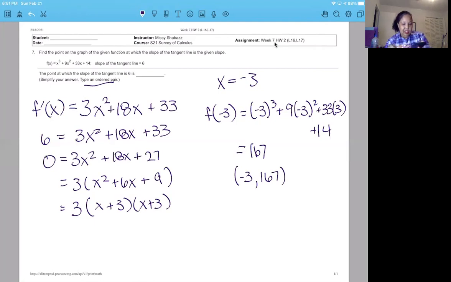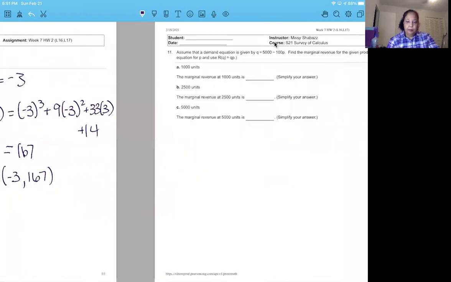-3 cubed plus 9 times -3 squared plus 33 times -3 plus 14. All right, getting the same thing. All right. So that's the point where the tangent line has a slope of 6.